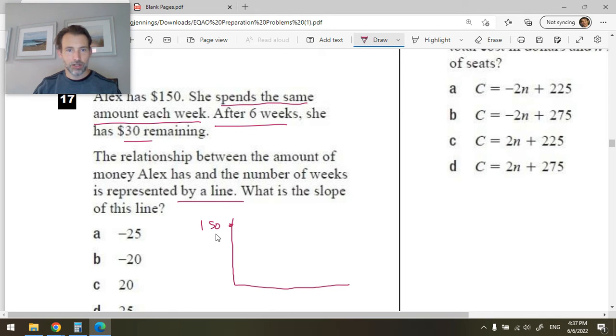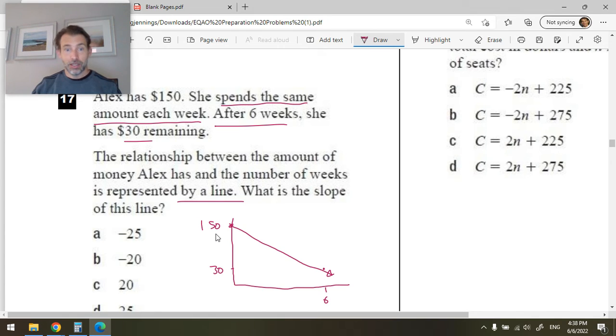150 here is where she starts. And then this is $30 here, and that's after 6 weeks. So that would be the point (6, 30). And the amount of money that she has is going down like a line. So what is the slope of this line? The slope of the line will be how much money she spends each week. It will show me the rate of change of this line over time.